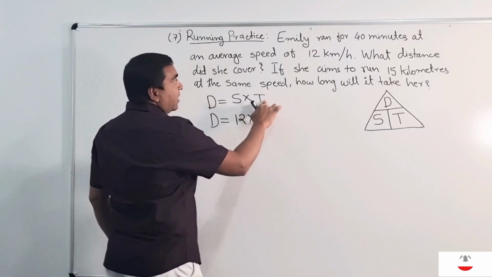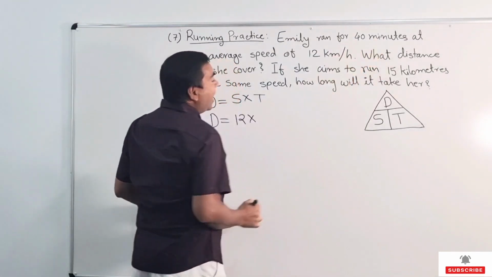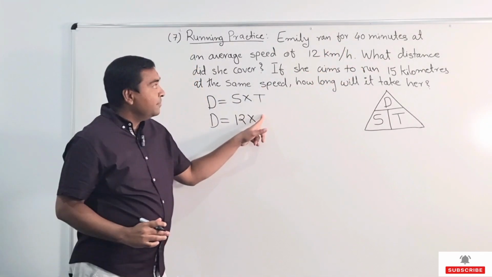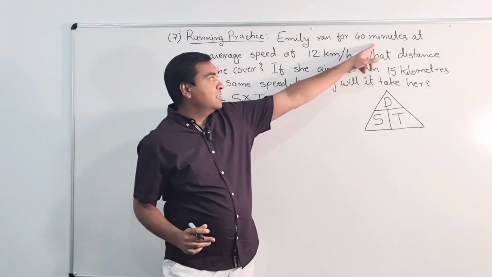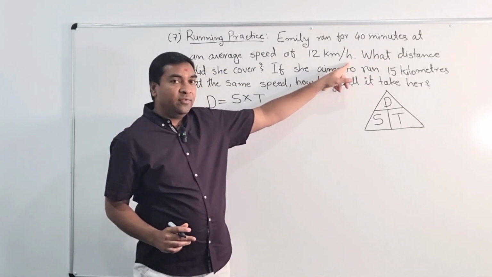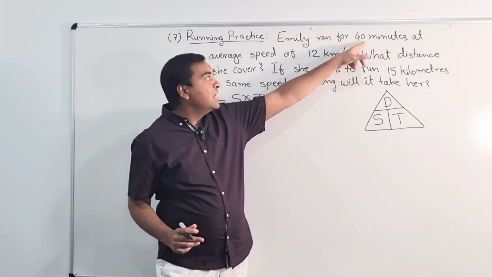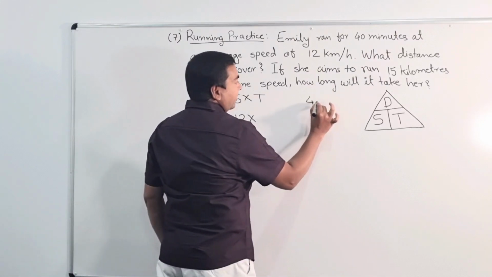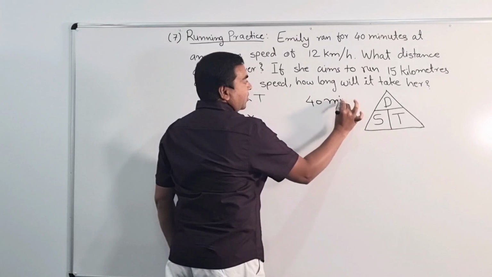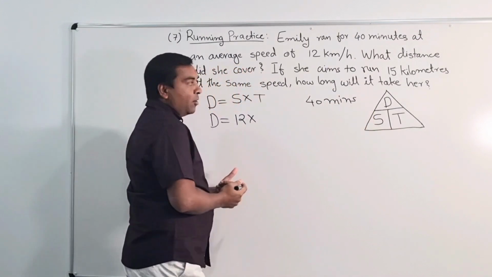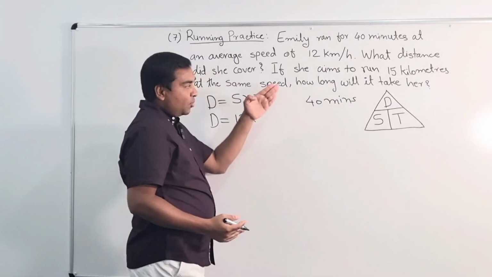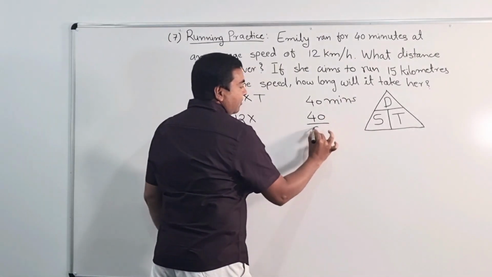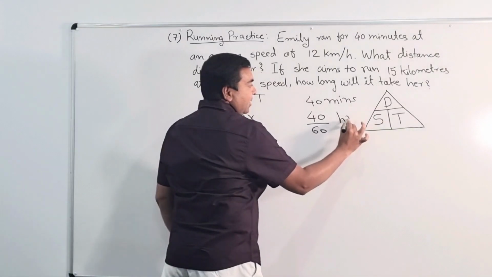What is the time? Time is 40 minutes. Now here, you're going to be a little bit careful. Don't put down 40 here as a time, because that 40 is in minutes and the speed is in kilometer per hour. So I'm going to change that time into hours as well. So 40 minutes. If I want to change that into hours, 1 hour equal to 60 minutes. So minutes to hours, I need to divide by 60. So 40 divided by 60, these many hours.